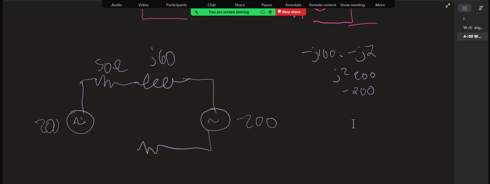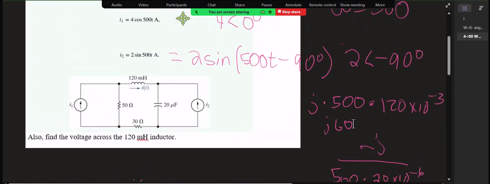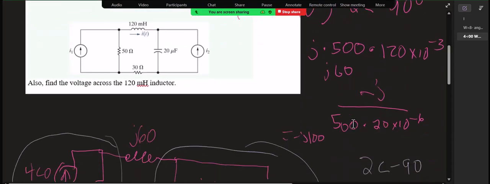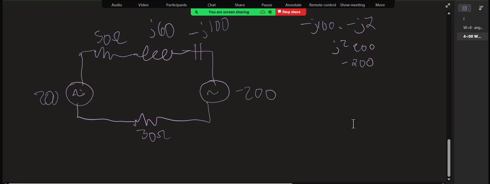and we had a 30 ohm resistor. Oh wait, I've missed my capacitor, it was minus j100, and a 30 ohm resistor. Okay, so, and what am I looking for? The current and the voltage across the 100 ohm resistor.